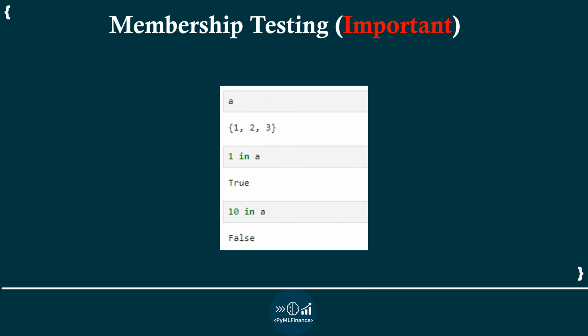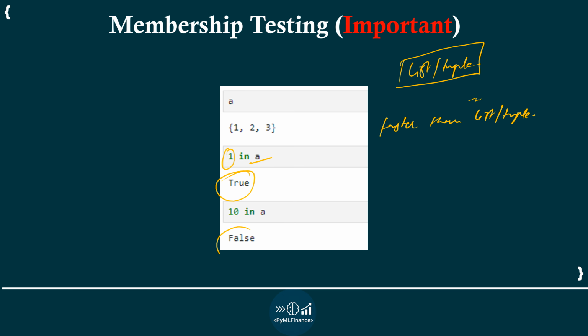So you can perform membership testing with a list or tuple as well. But membership testing with a set is faster than with a list or tuple. So if you want to check if 1 is available in set A, you can simply say 1 in A, and Python returns true or false. If 10 in A, 10 is not available in A, so you are getting false. Always remember, membership testing is faster in sets than in lists, and this is due to hashing.